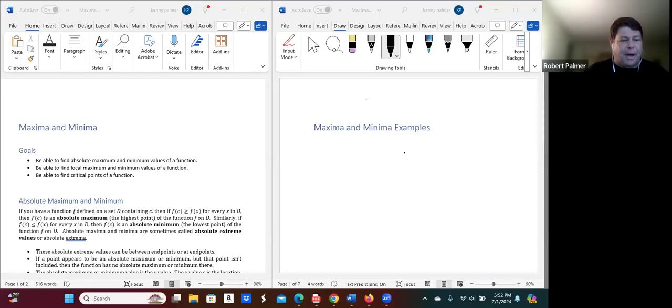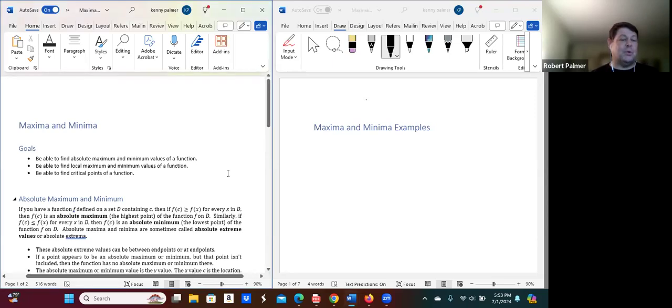Hello, everyone. Welcome back. Today, we're learning about maxima and minima, or maximums and minimums. These are, as we'll see, kind of like the high points or low points of functions. So our goals: we find two types, basically. What are called the absolute maximum and minimum values. Then we find what are called local maximum and minimum values, and also be able to find the critical points of a function, which are related.